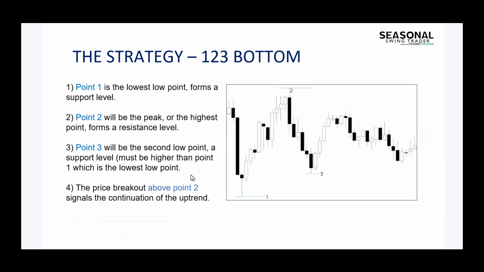Let's look at the 1, 2, 3 bottom. We use 1, 2, 3 bottoms when we are bullish or we're looking to go long, meaning we're looking to either buy the stock or buy call options on that stock expecting it to go higher.